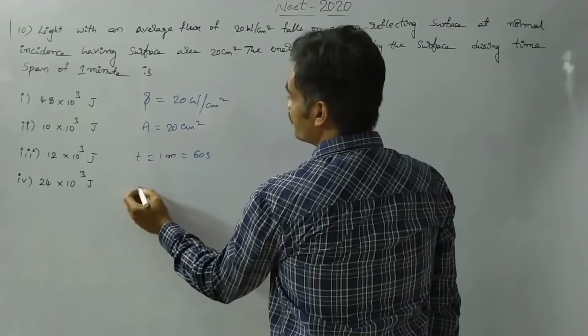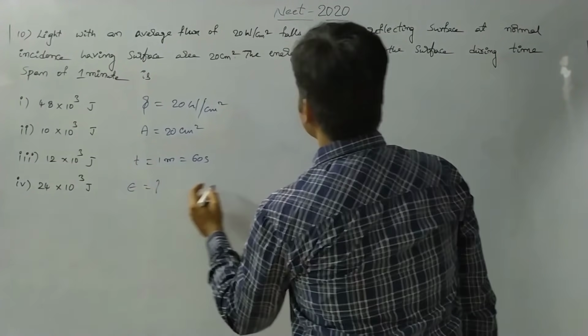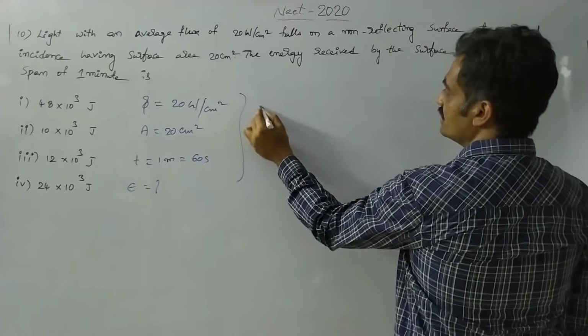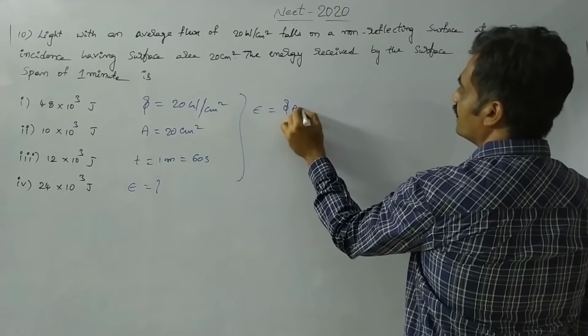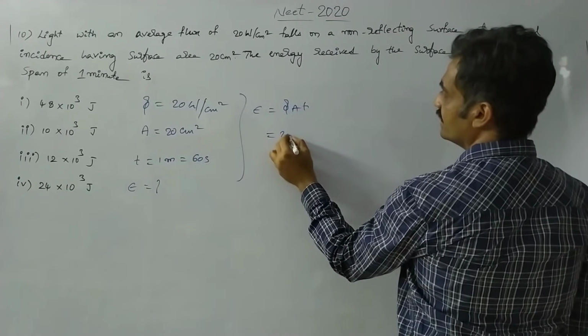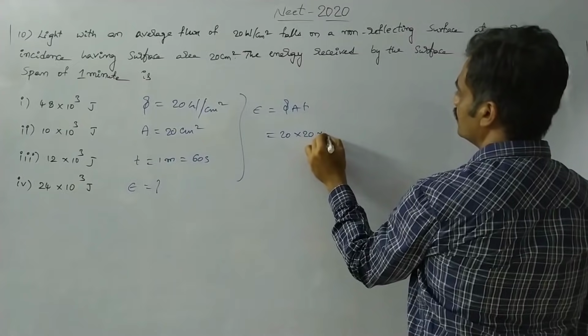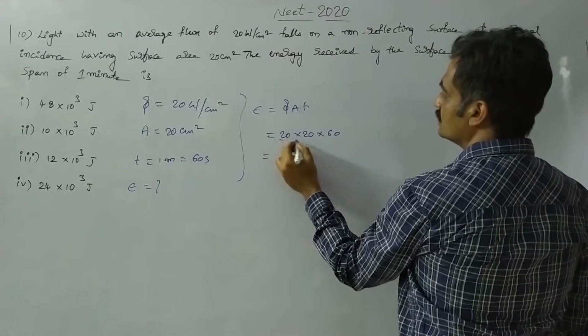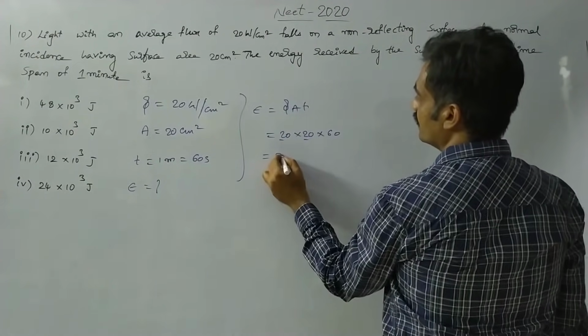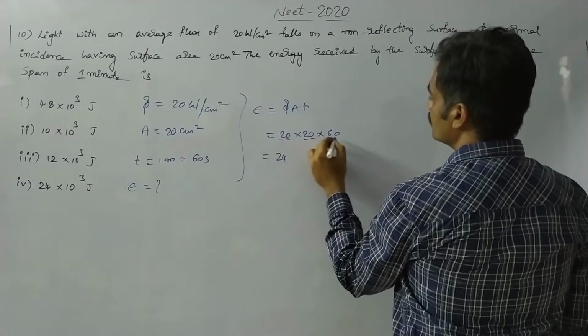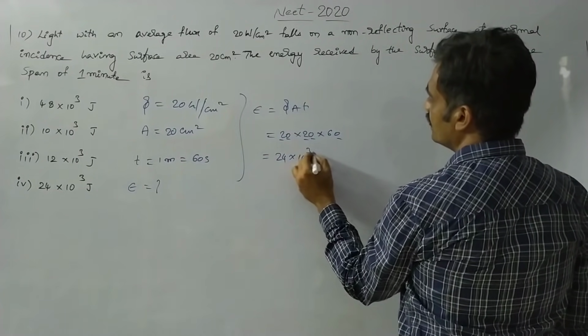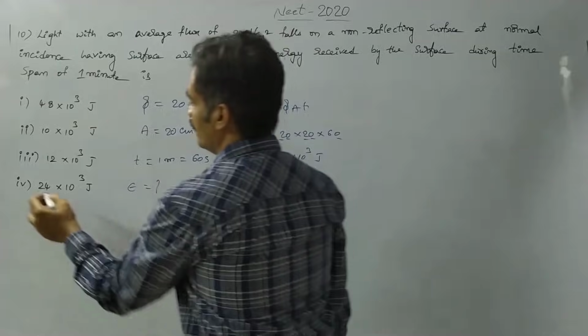Now we have to represent the energy, where we know that energy is equal to P A t. So from this equation we can write it as 20 into 20 into 60. So from that we know that 2 2s are 4, 4 6s are 24, 24 into 1 2 3, 10 to the power of 3 joules. So option will be 4.